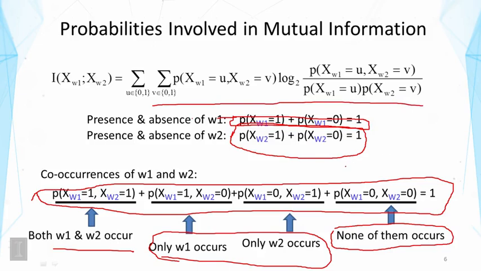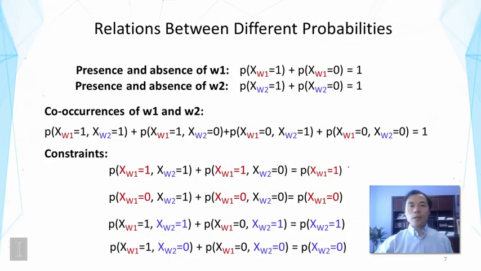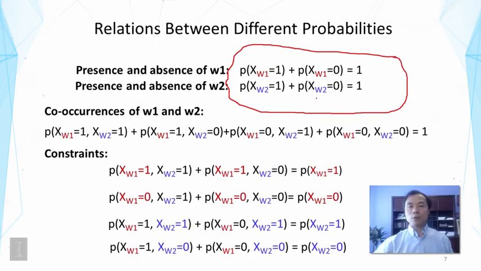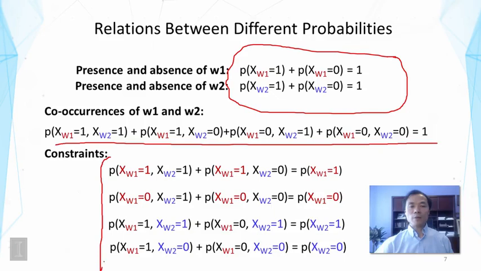Right. Once we know how to calculate these probabilities, we can easily calculate the mutual information. It's also interesting to note that there are actually some relations or constraints among these probabilities, and we already saw 2 of them. Right. So in the previous slide, you have seen that the marginal probabilities of these words sum to 1. And we also have seen this constraint that says the 2 words can only have these 4 different scenarios of co-occurrences. But we also have some additional constraints listed in the bottom.